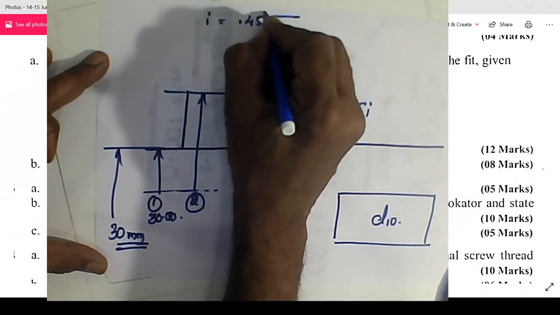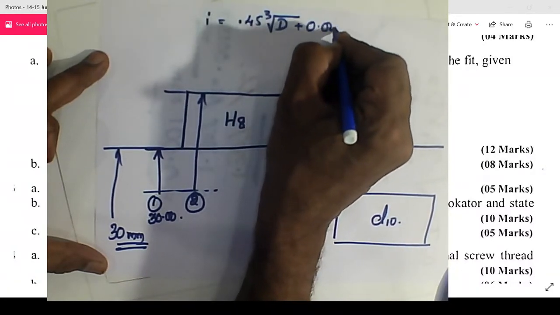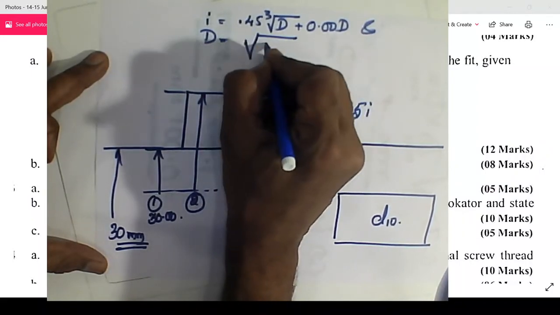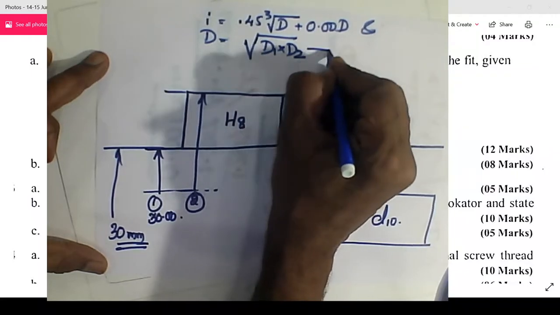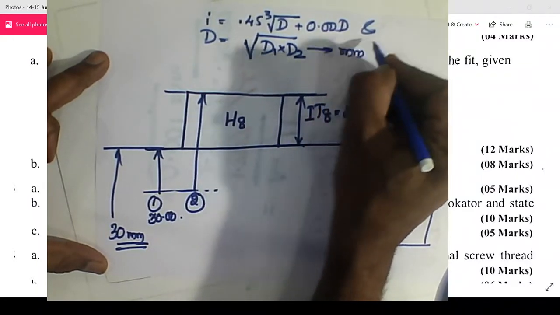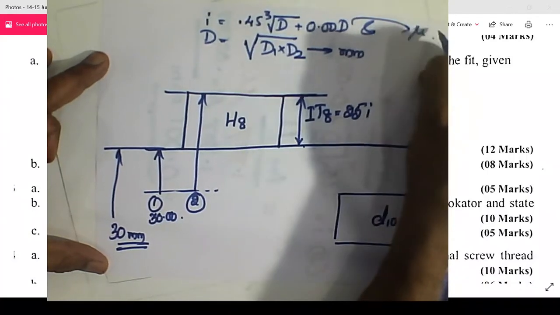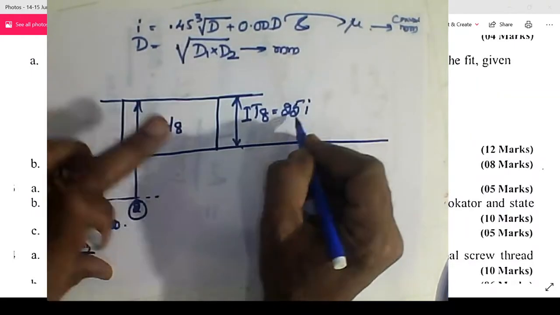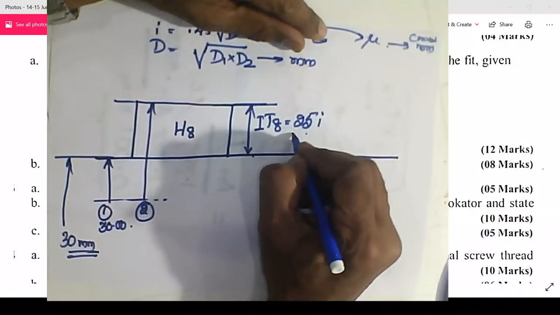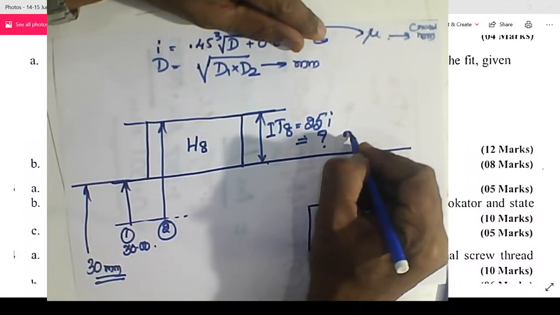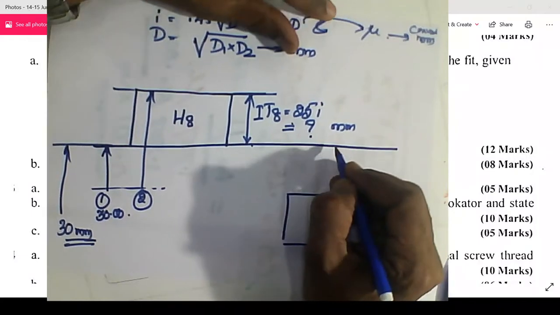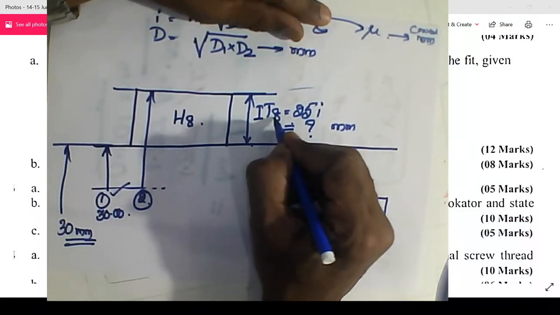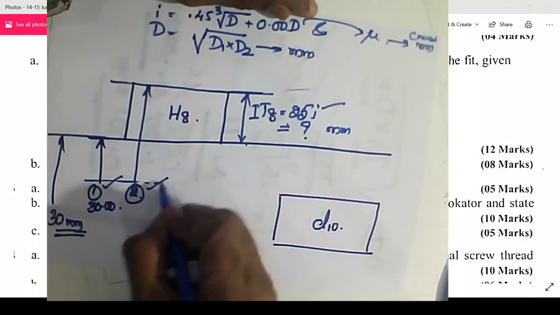0.45 cube root of D plus 0.001 D, and D is equal to root of D1 into D2. This is in millimeters and this is in microns. Convert that into millimeters and add that value here. How much is this in terms of millimeter? Now, this part is over. First, you can find out. Once you know this, you can calculate this and you can find out number two.